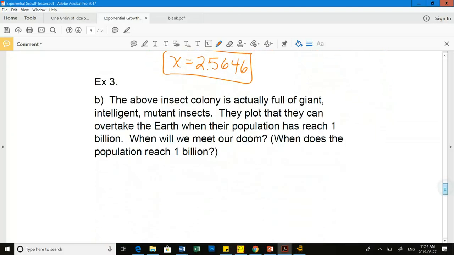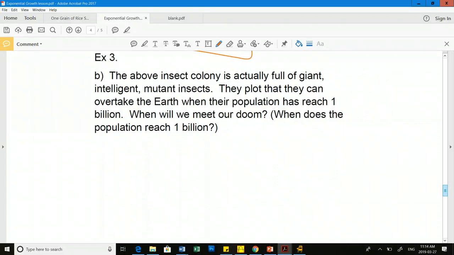Okay, so we're going to apply this to our second example. This is going to be the second part of our insects from above. So our above insect colony is actually full of giant, intelligent mutant insects. They plot that they can overtake the Earth when their population has reached 1 billion. When will we meet our doom? Or in other words, when will the population reach 1 billion insects? Or maybe we should be asking the question, when do we need to be ready to fight off this population of insects, right? When do we need to have the heavy artillery ready?